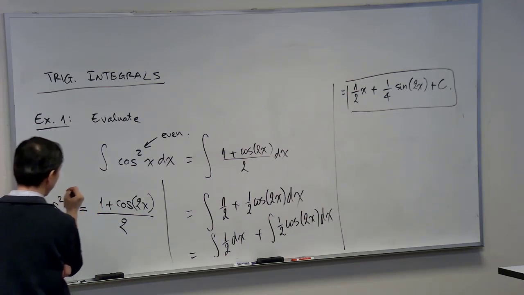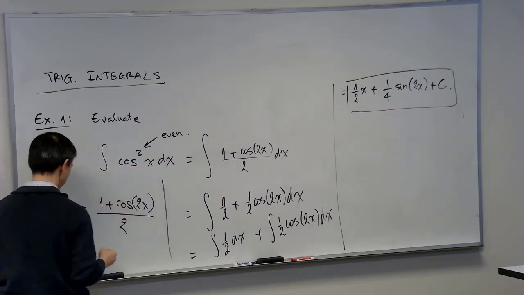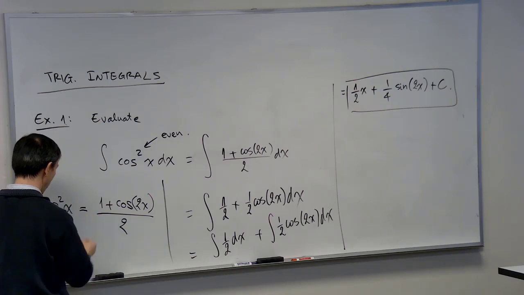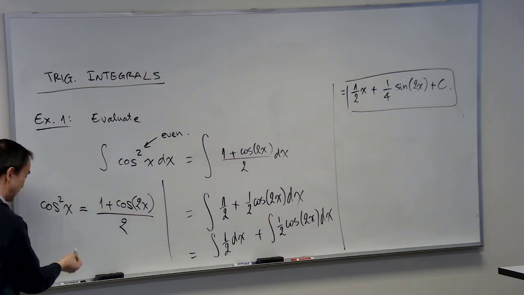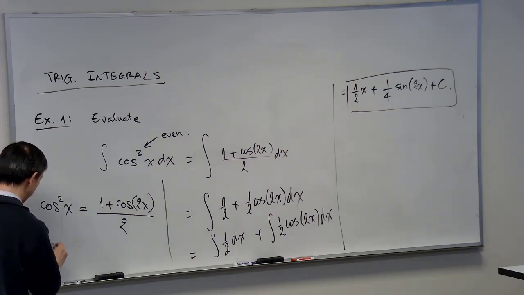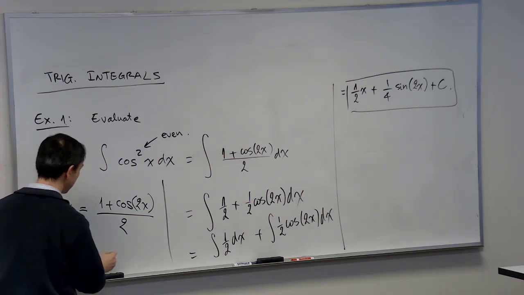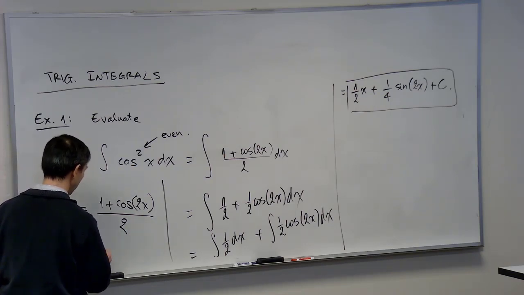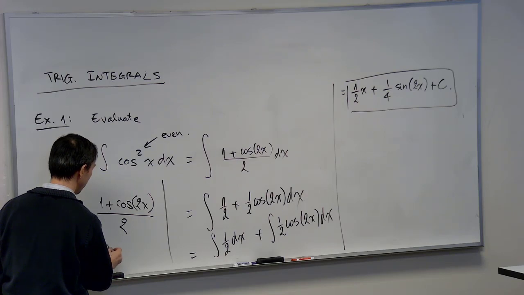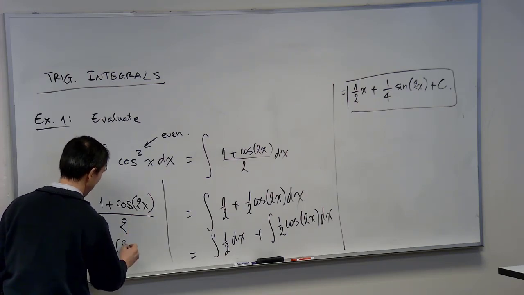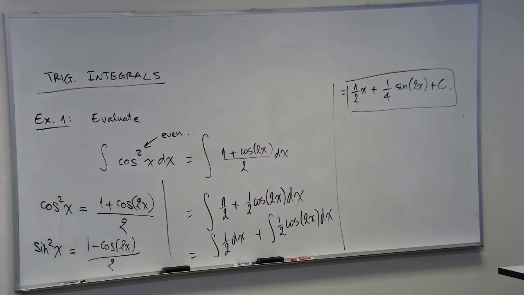So now when it's specifically cosine squared, we can go with this double angle formula. Things can be done analogously with sine squared, but for sine squared we use the double angle formula 1 minus cosine 2x over 2. So keep those formulas in mind.